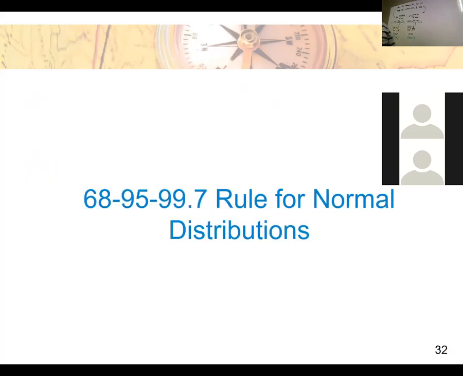All right, next we're going to talk about this particular rule, the 68-95-99.7 rule. Another name for that would be the empirical rule, spelled E-M-P-I-R-I-C-A-L. Empirical rule.